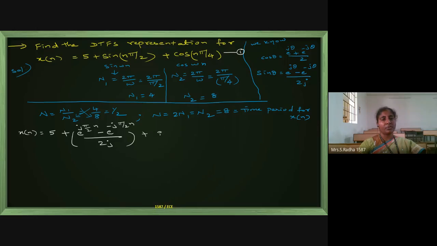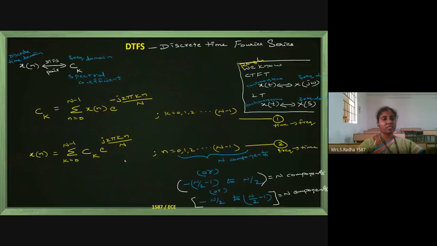And for cos theta we know e power j pi by 4n plus e power minus j pi by 4n divided by 2. This is the cosine term. Okay, from equation 1 we are writing this and let me make this as equation 2. And the DTFS formula, I will take the second formula. These are the two formulas. I will take the second formula.